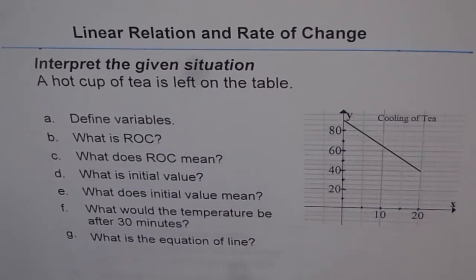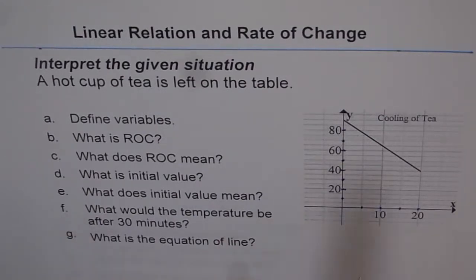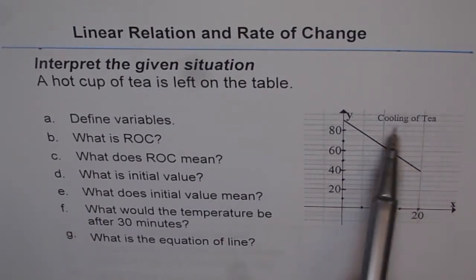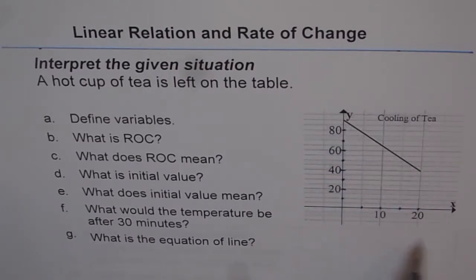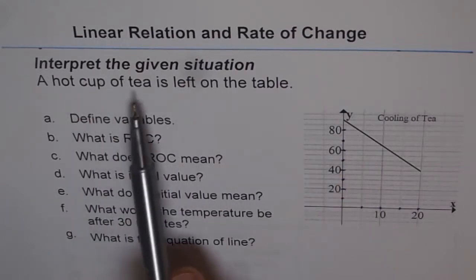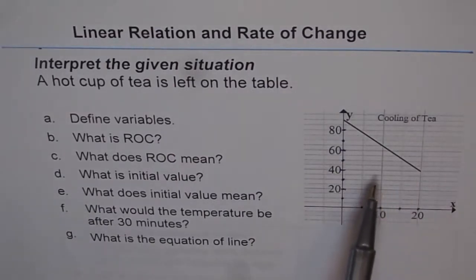table. Now if a hot cup of tea is left on the table, then what happens? It starts cooling down. So it's cooling of tea and shows what? So you need to define your variables and interpret this particular graph. It shows cooling of tea. So that means the hot cup of tea, which was at a high temperature, with time its temperature is falling down, right? And you can read the initial temperature from the graph.